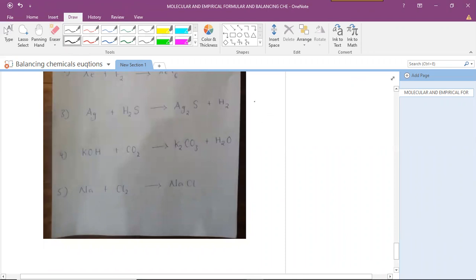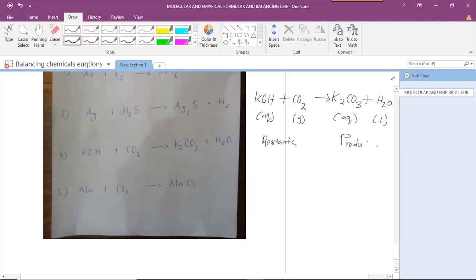So this one says potassium hydroxide plus carbon dioxide to give us potassium carbonate plus water. The hydroxide is obviously aqueous. This is a gas. This is definitely aqueous, and water is a liquid. So we say reactants and products as usual.